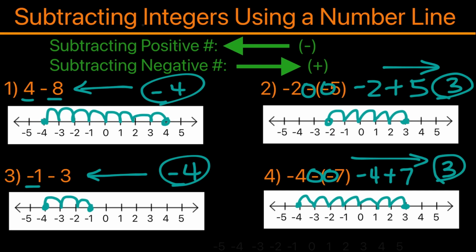So these 4 examples are how you would subtract integers using a number line. When you're subtracting positive numbers, you're decreasing the value, and the direction you're going is toward the left. So when you decrease value, you're going left. And when you are subtracting a negative number, which is a double negative, it becomes positive, and you're going toward the right direction.